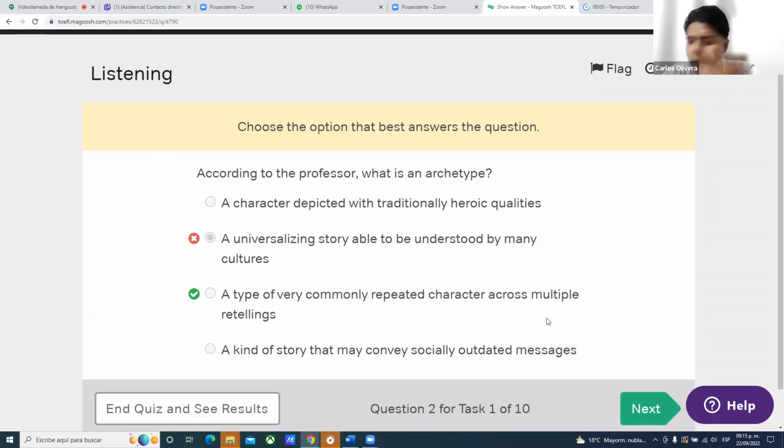So I think there's no need to clarify this one because in this type of question, that is the detailed question, the only thing you need to do is to remember, right, what the passage said and to apply that to the response. And in this case, a universalizing story able to be understood by many cultures, although maybe it seems rational, that maybe seems to be correct as a definition out of the context or out of this lecture. In the lecture, the definition that the professor gives is the third one, not the second one, okay?